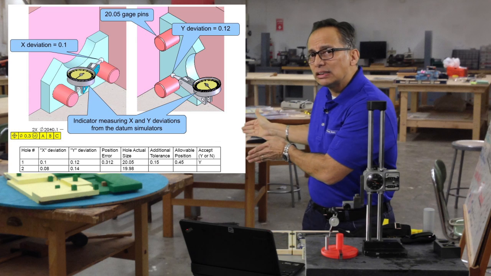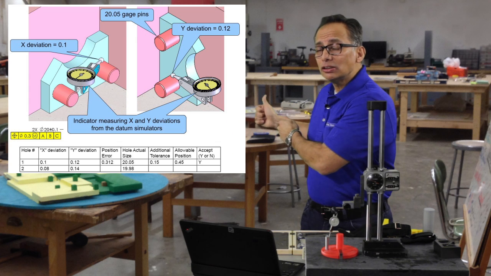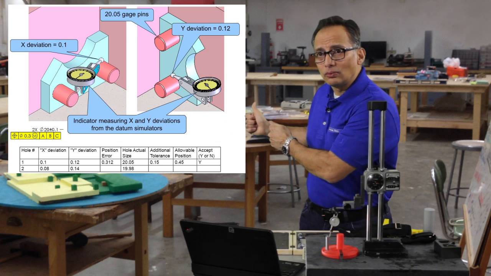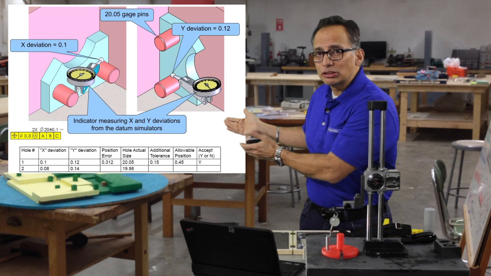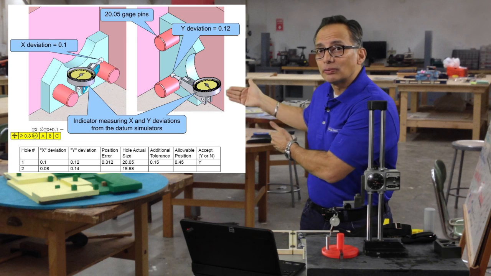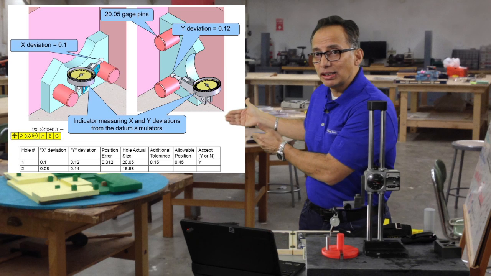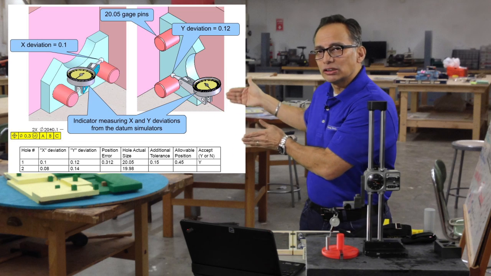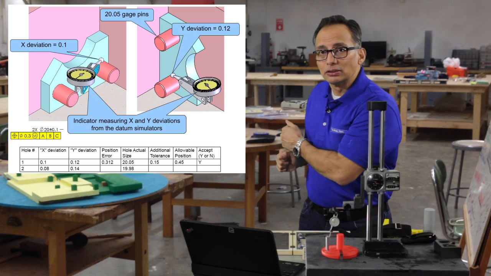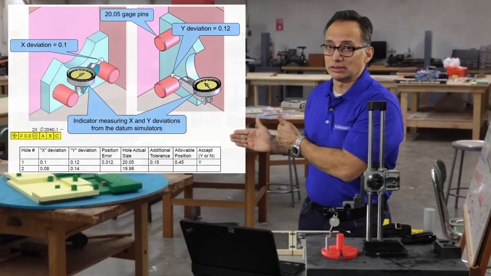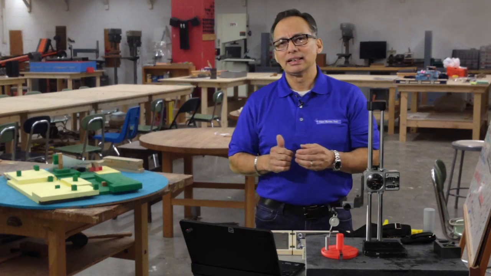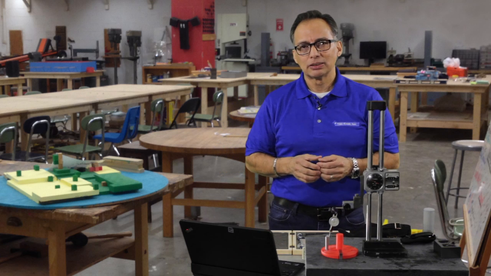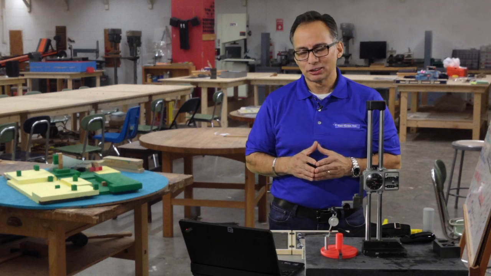Then I'm going to record the deviation. I'm also going to record the size of the hole. And if there's an MMC modifier, of course I would record the amount of bonus tolerance available. Then of course I'm going to check off whether the part is good or bad. Does it pass inspection or does it not? If you're not getting this type of information on your inspection reports, you probably need to talk to your inspector.